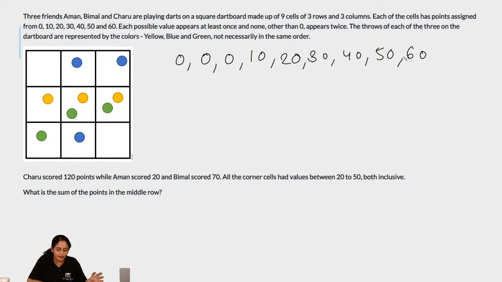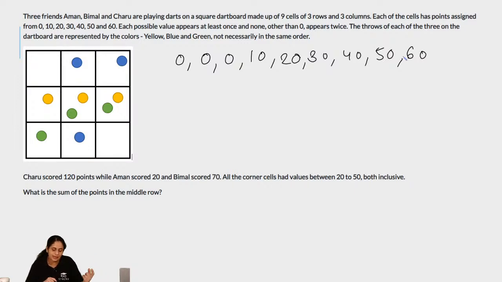The throws of each of these are represented by the colors yellow, blue and green, not necessarily in this order. So we have to figure out which of the colors represents which person. So you have Aman, Bimal and Charu. So you have to essentially assign them the 3 colors. Charu scored 120 points, Aman scored 20 points, Bimal scored 70 points. In this case, we have to also use the enumeration concept. In what way can you actually score 120 points? In what way can you score 20 points? In what way can you score 70 points?